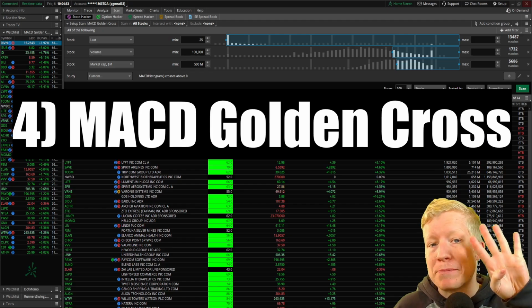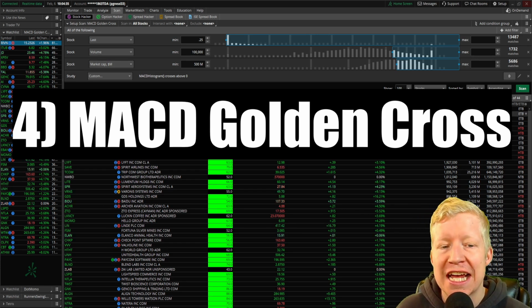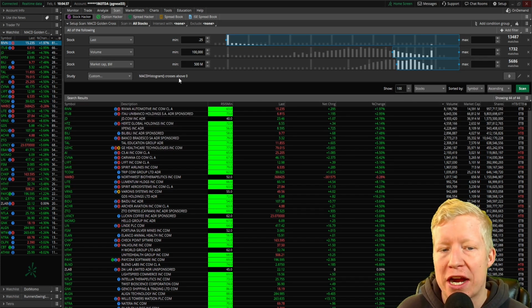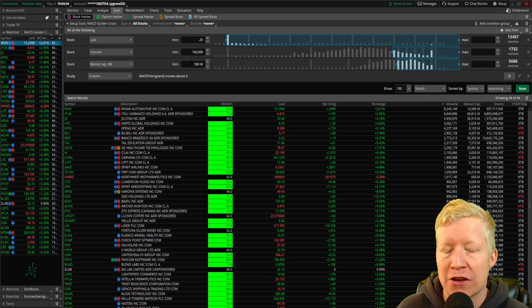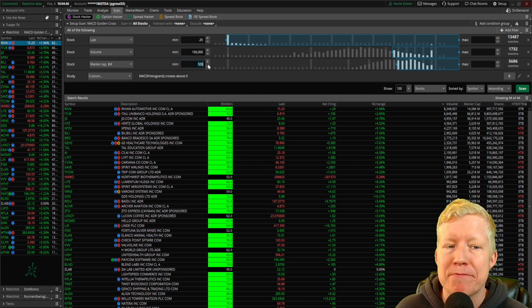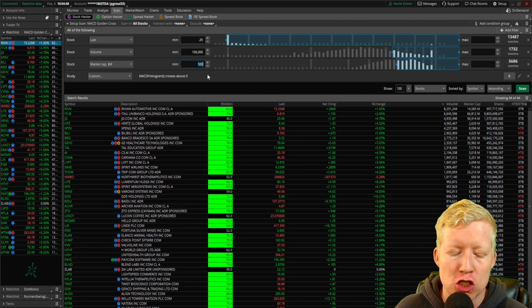Scanner number 4 is MACD Golden Cross, and this is when the MACD histogram crosses above 0. I've also made one other change to our admin stock filters up here, and that's that I've made the minimum market cap $500 million.